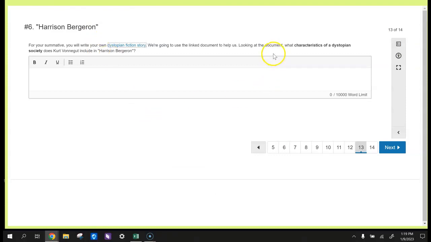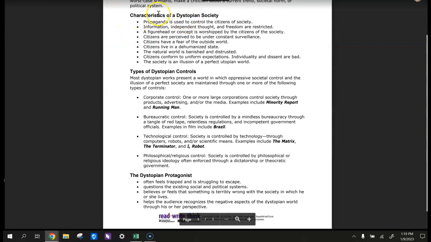So looking at that document, what characteristics of a dystopian society does Kurt Vonnegut include in Harrison Bergeron? After you've read the story, what characteristics from right up here do you think are present in Harrison Bergeron? Do you think that they use propaganda to control the citizens? Are information, independent thought, and freedom restricted? Is a figurehead or concept worshipped by the citizens of the society? Are citizens perceived to be under constant surveillance?